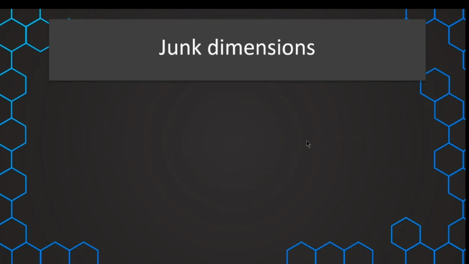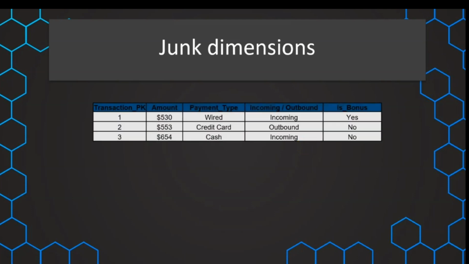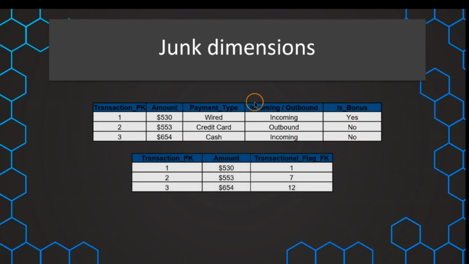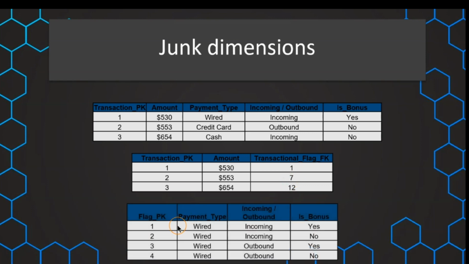But now let's have a look at the example of how this could be implemented. Let's assume we have the following fact table. We see we have these 3 indicators. And now what we could do is just replace them all with a foreign key. So in this case, 1, 7, and 12. And of course, we now need to create all of the possible combinations and have also this flag primary key. In that case, we can create the reference from the fact to the dimension. And then we have all of these possible combinations in this dimensional table.